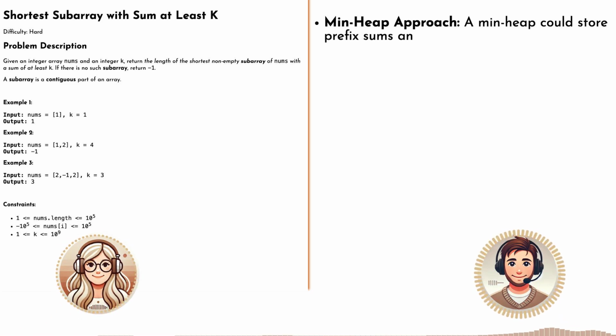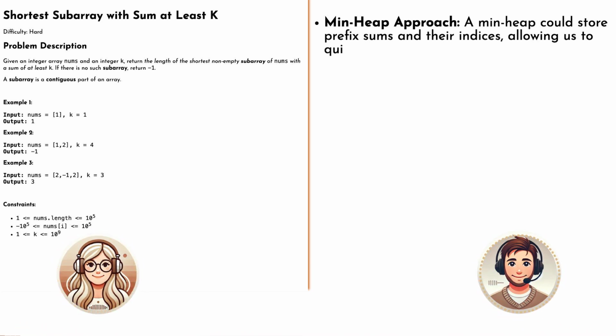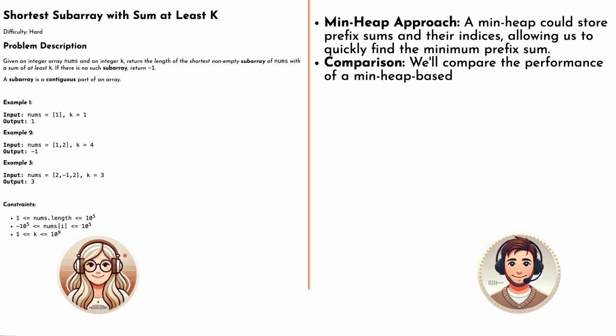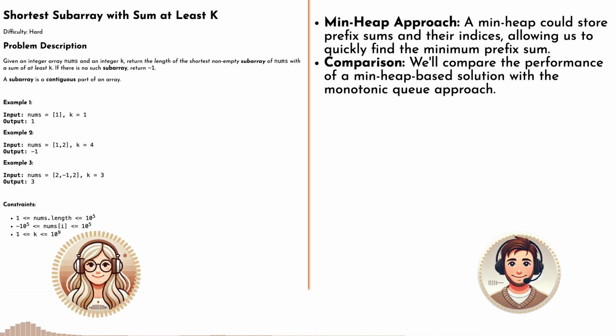All right, so one alternative approach involves using a min heap, or a priority queue. The idea is similar to the monotonic queue approach, but instead of a Deque, we'll use a min heap to keep track of our prefix sums. A min heap. So I usually associate min heaps with finding the smallest element in a set. So how does that translate to shortest subarray?